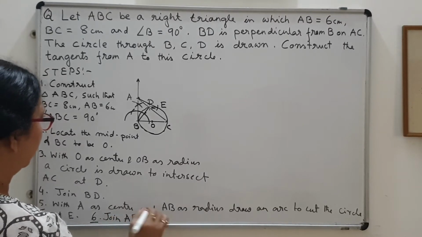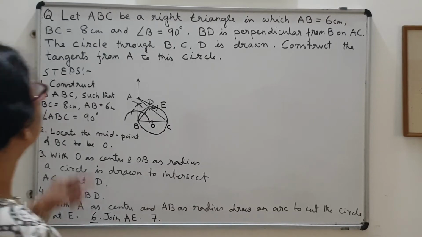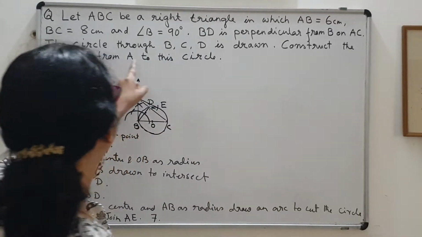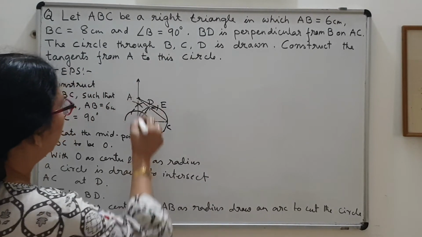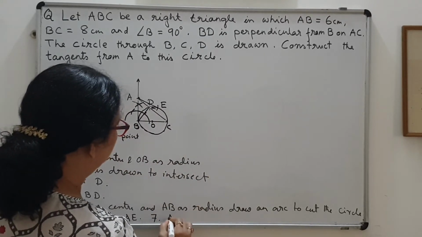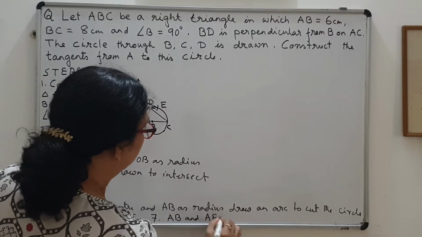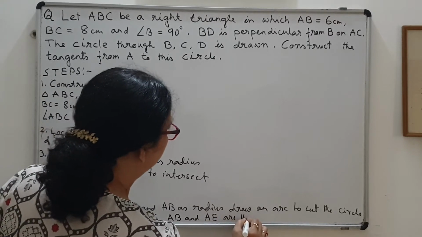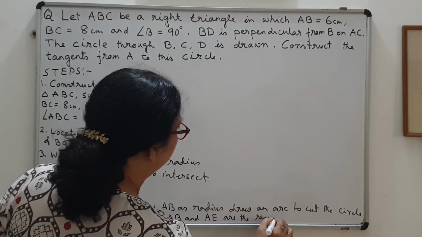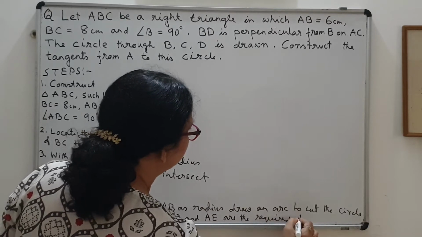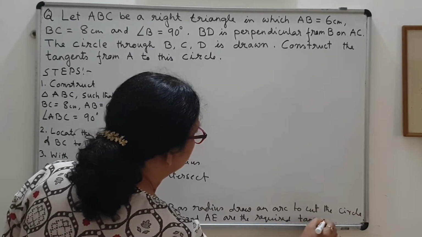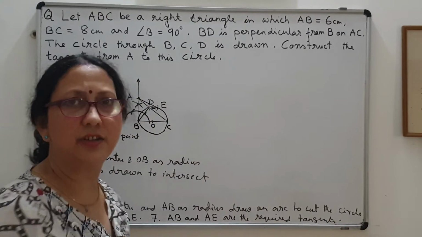And in the final step, we have to construct tangents from A to this circle. So we write AB and AE are the required tangents. So my construction is over now.